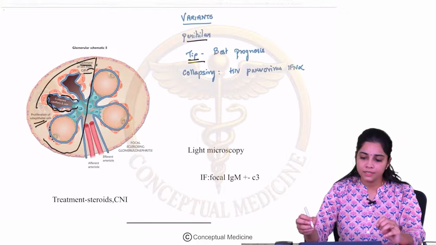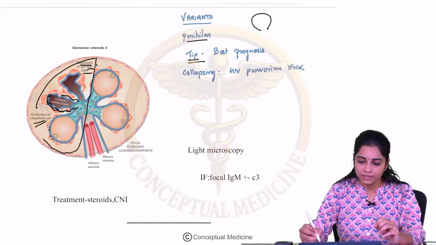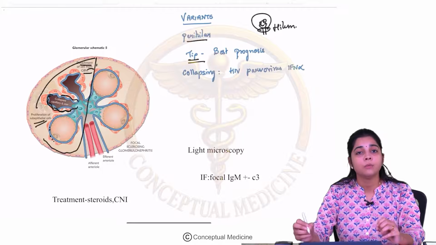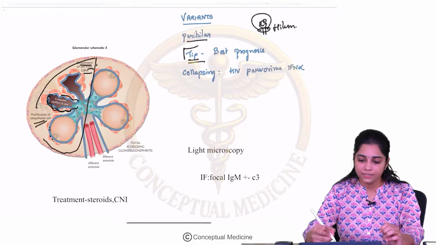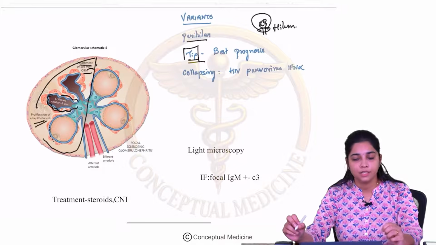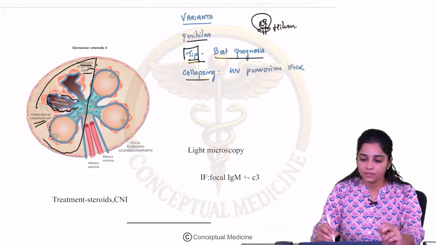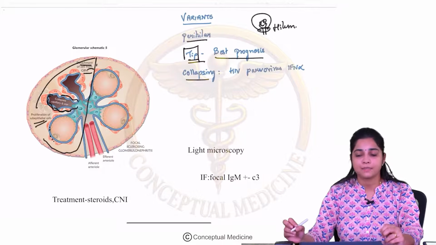So, the first variant is your perihilar variant. That means where the glomerulus arises, you have the hilum and you can have a perihilar variant. Then you have a tip variant. The tip variant has the best prognosis. The third variant is your collapsing variant.